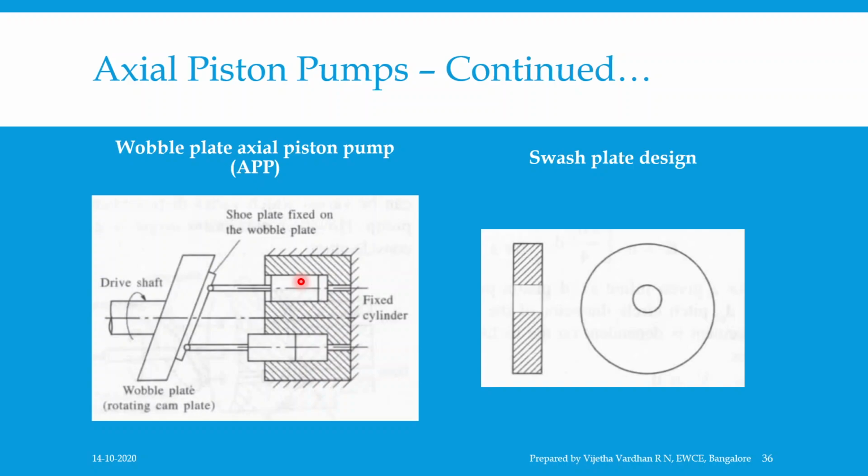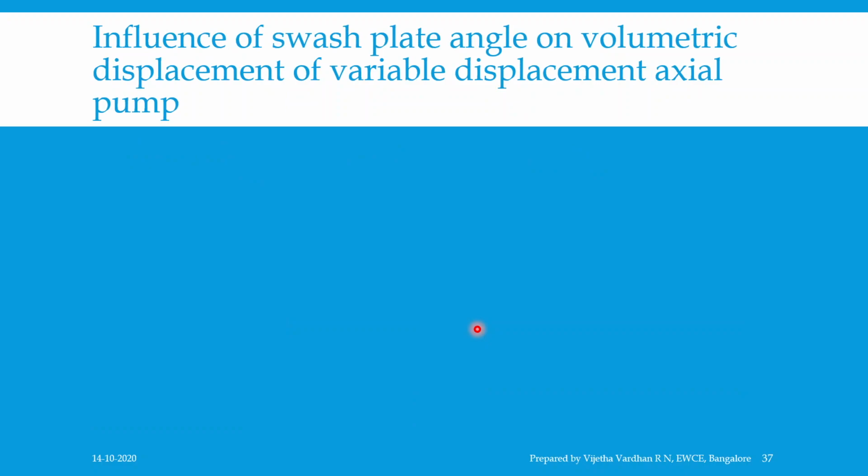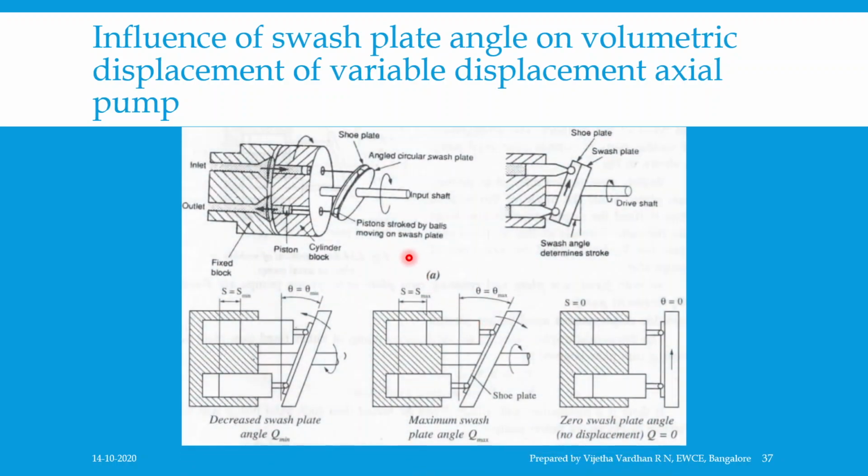The swash plate design has a fixed swash plate with a hole larger than the diameter of the driving shaft, which is connected to the cylinder block containing the pistons in the bores. A variation of the angle of the swash plate and its influence on the discharge is observed in the figure over here. In the next slide I'm going to show you the influence of the swash plate angle on the volumetric displacement. You can see in figure A, and this is figure B.